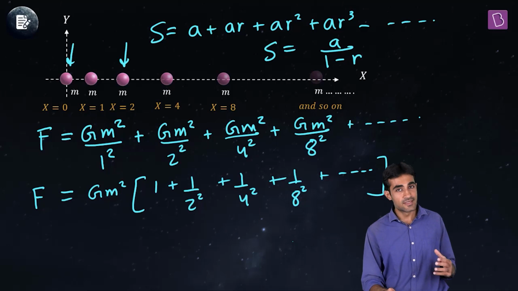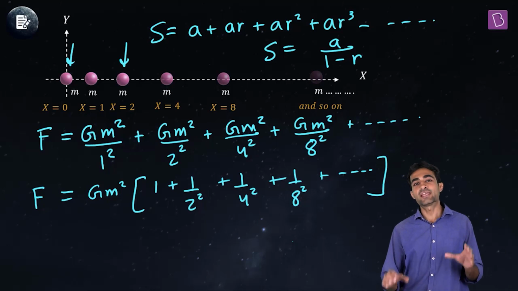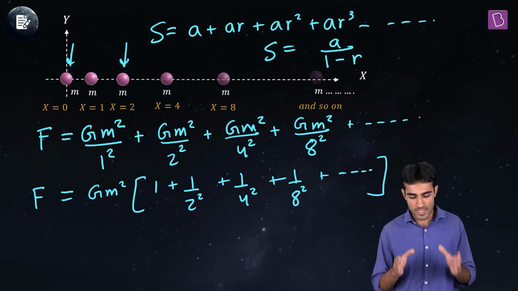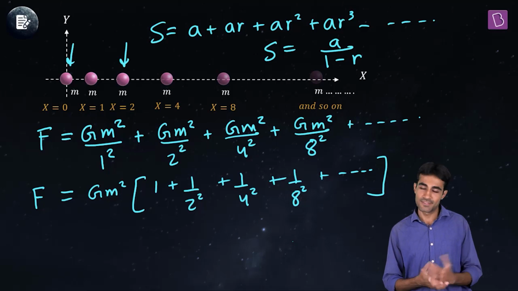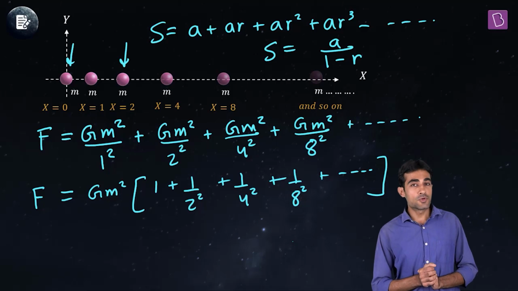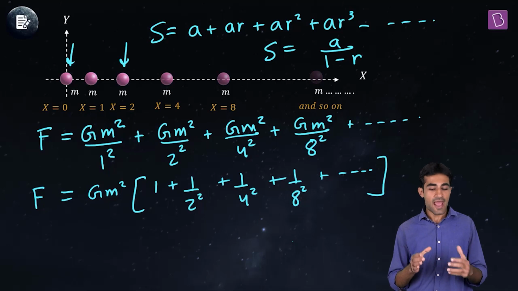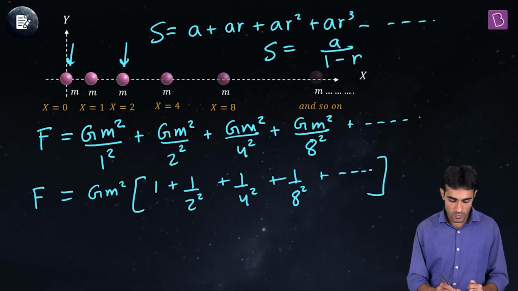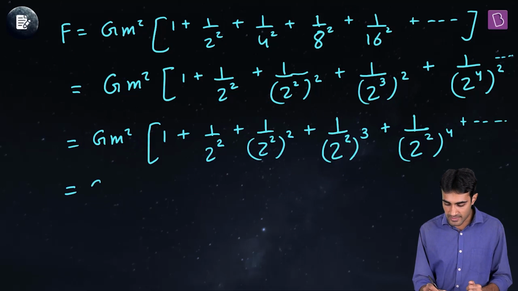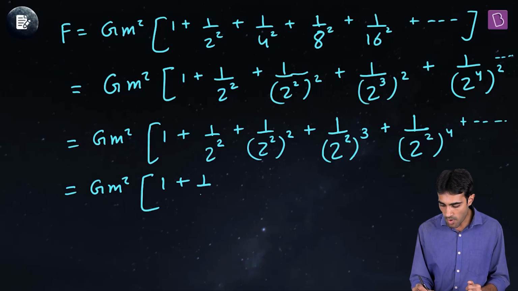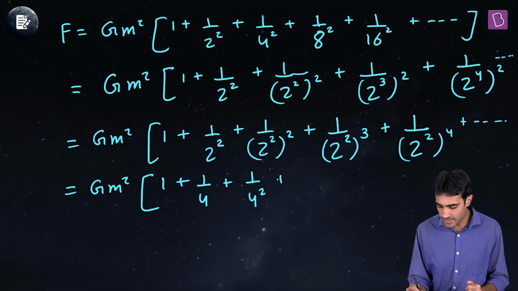Usually R is less than 1. So we get a finite positive sum of our GP. Nice, nice. Now what we will do, we will find out what was A and what is R. So our GP is looking like this, GM square times 1 upon 4 plus 1 upon 4 square plus 1 upon 4 cube plus 1 upon 4 raised to power 4 and so on.